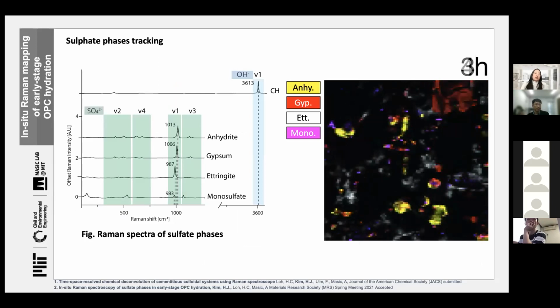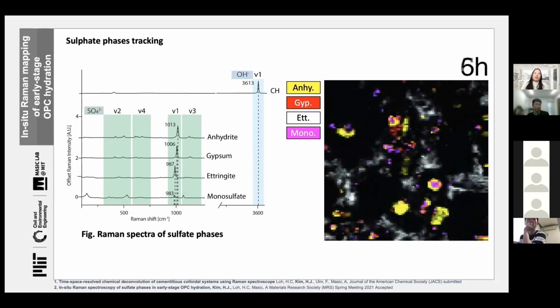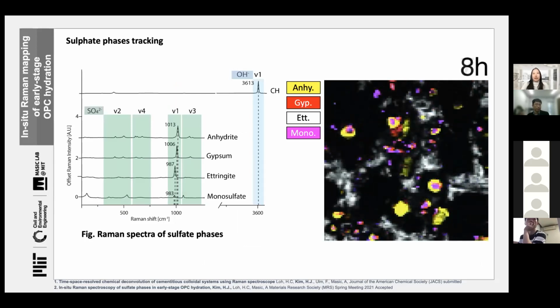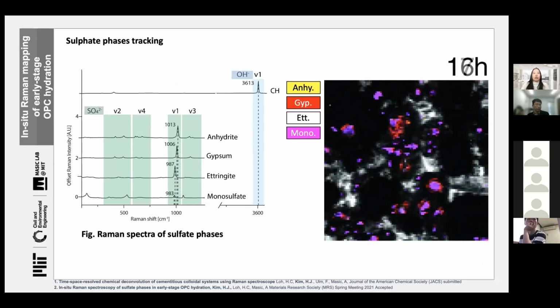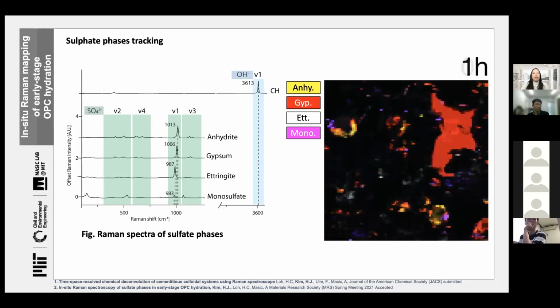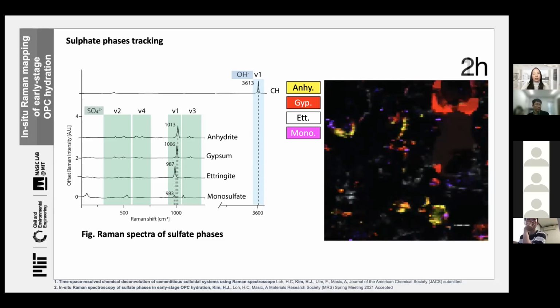Not only OH phases, but also different sulfate phases can be differentiated with Raman spectrum. And the Raman mapping image shows that a large amount of ettringite is already produced at 1 hour of hydration. Ettringite formation is related to the setting properties of cement and densifying the cement matrix structure.